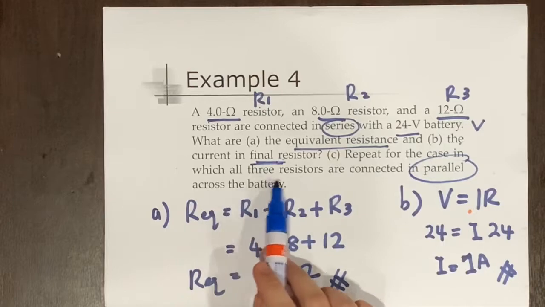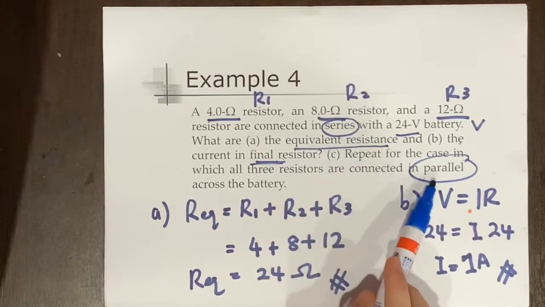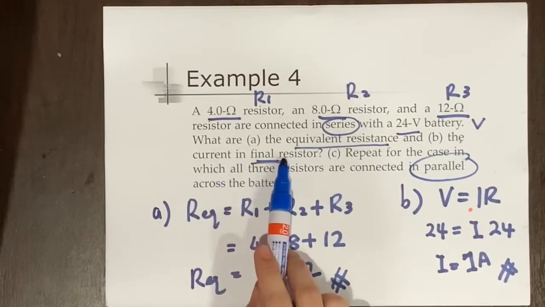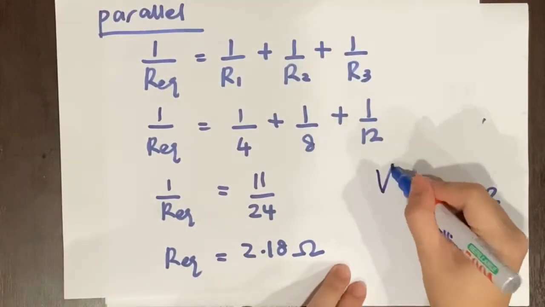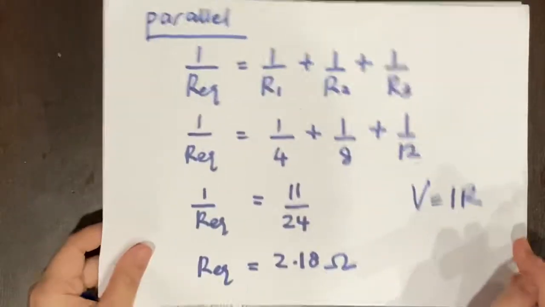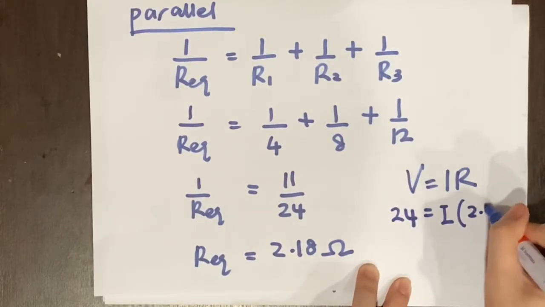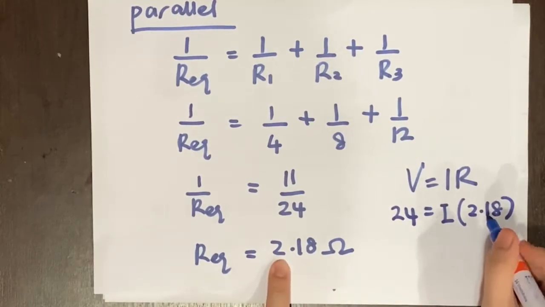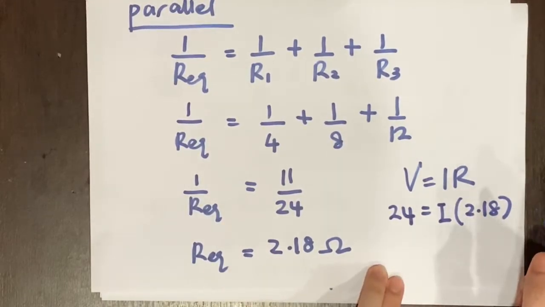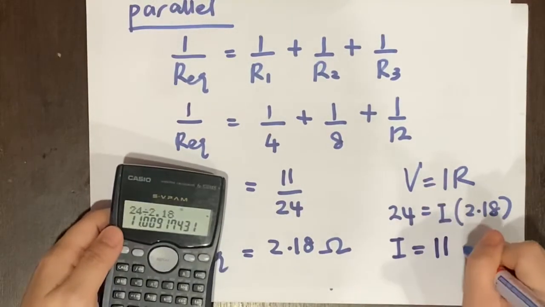Repeat for the case in which they are connected in parallel. First you have to find the equivalent resistance in parallel. Next, the current in the final resistance. So V is equal to IR. V, voltage, is 24. The current you don't know. R is 2.18, the R equivalent for parallel, just like we did for series. So I is equal to 11 ampere.